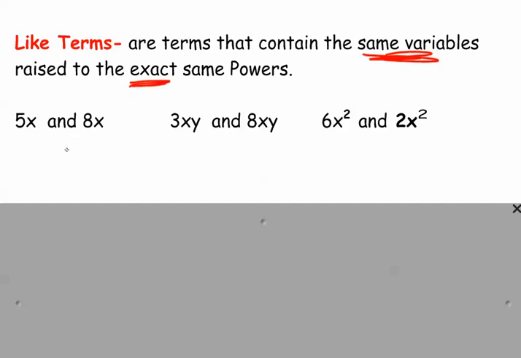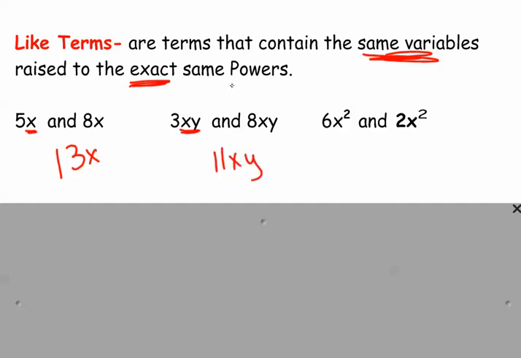And now let's look at my examples here. 5x and 8x, those are like terms because they both have the variable x, and they're both raised to just the first power. So I could combine these together and say that's 13x. This one, again, there's the same variables. It's x and y, x and y together. So I could combine those. That's 8, 9, 10, 11 xy.